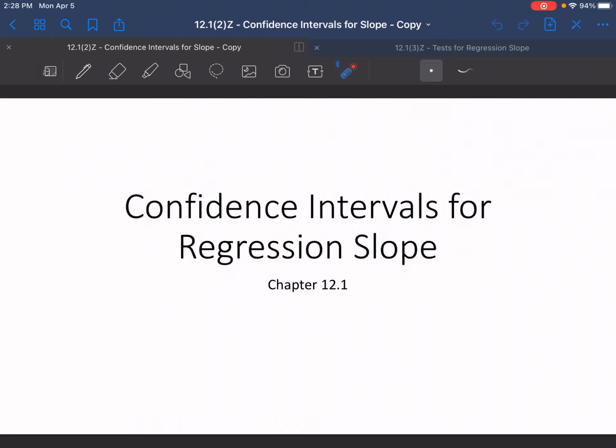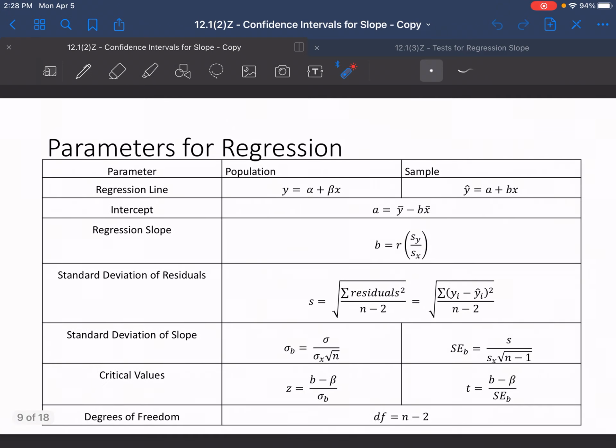All right, guys, in this lesson we're going to be looking at confidence intervals for regression slope, and our objective here is just to construct a confidence interval for regression slope. However, before we get into how to construct that confidence interval, we need to go over a few formulas.